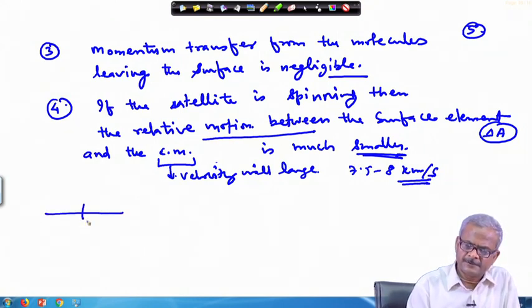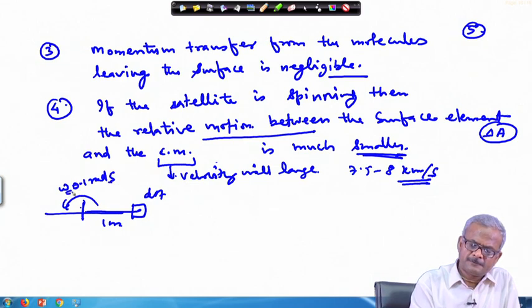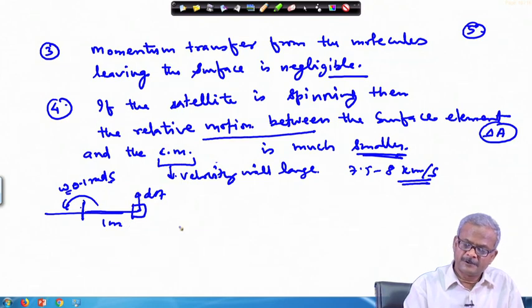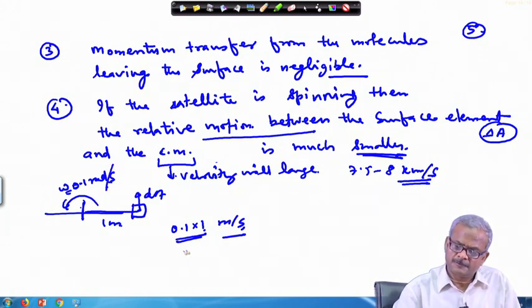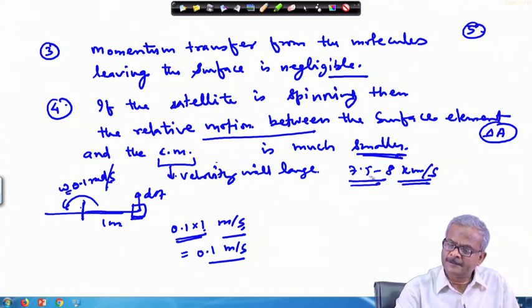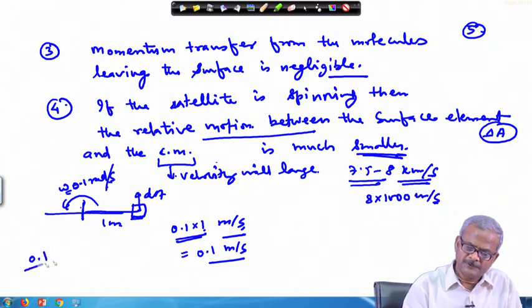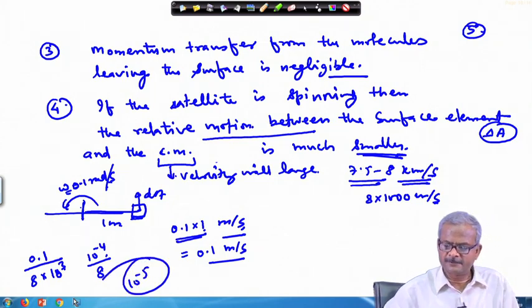So you can calculate here: if omega is 0.1 radian per second and the dA element is located at 1 meter, what will be the velocity? Omega cross r is 0.1 times 1, so it is just 0.1 meter per second, the speed of this element. On the other hand, the orbital speed is 7.5 to 8 kilometers per second, so let us take 8000 meters per second. The ratio is approximately 10 to the power minus 5. So this is very small.